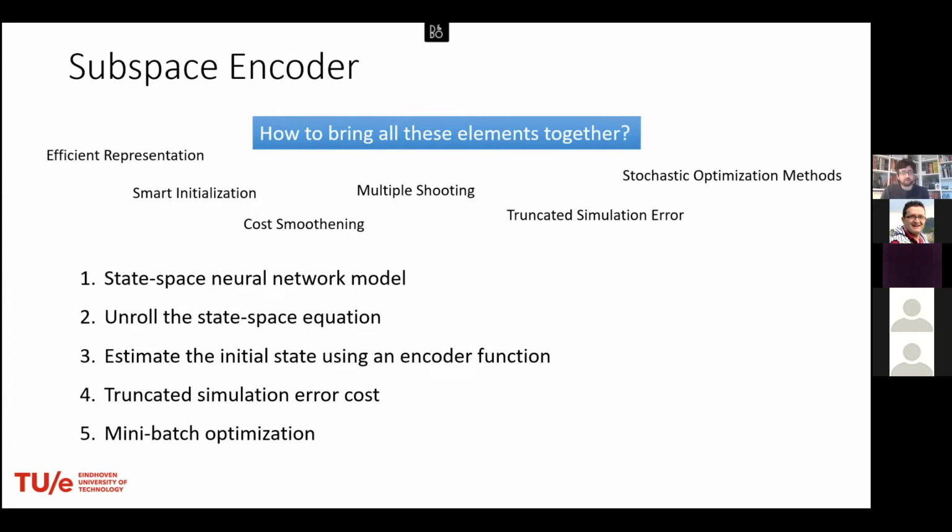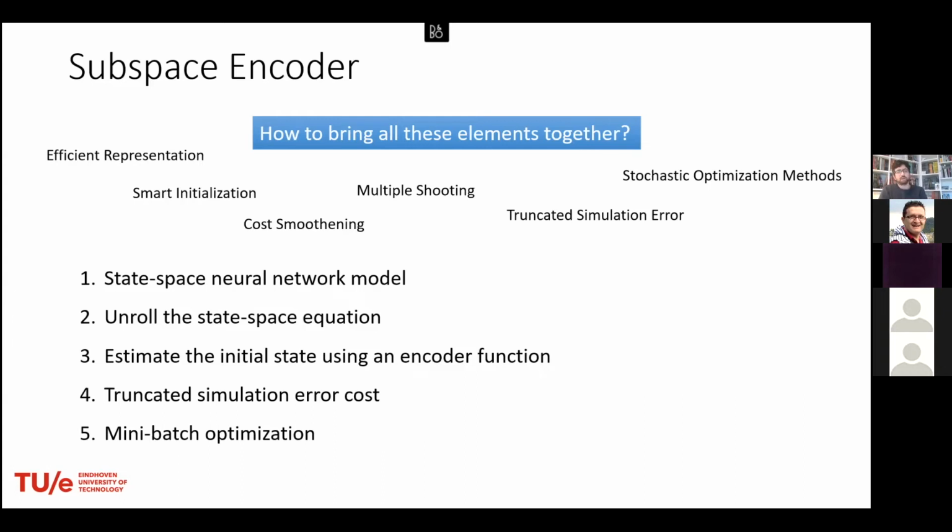subspace encoder. So we take a state-space neural network model. That's our efficient representation, which we can possibly initialize using a linear time invariant approximation or not. And then we unroll that state space equation t times forward in time. So then instead of having a recurrent neural network, we have a deep feed-forward type of neural network. And then, of course, we need to estimate the initial state to start our simulation from. There we will propose an encoder function. And then we can formulate a truncated simulation error cost and optimize that one using a mini batch optimization approach.